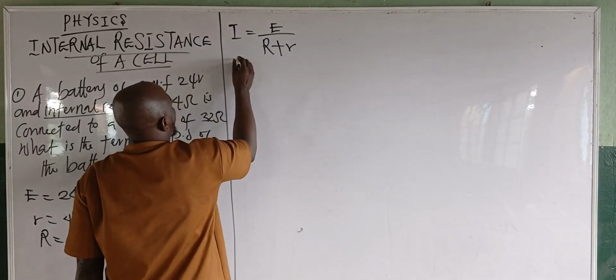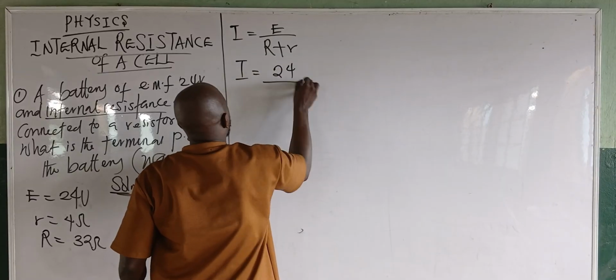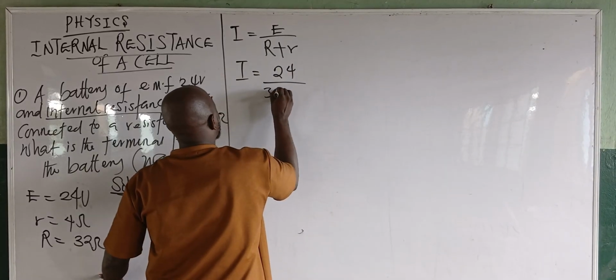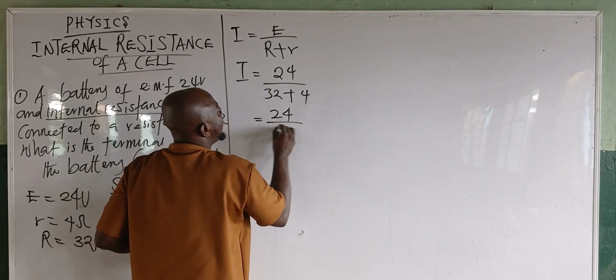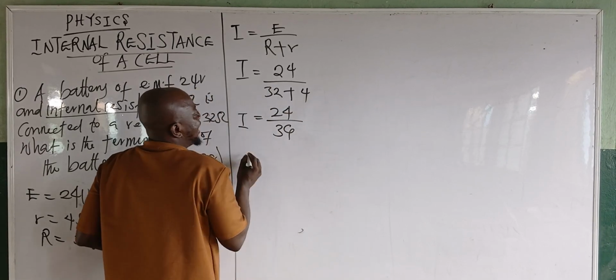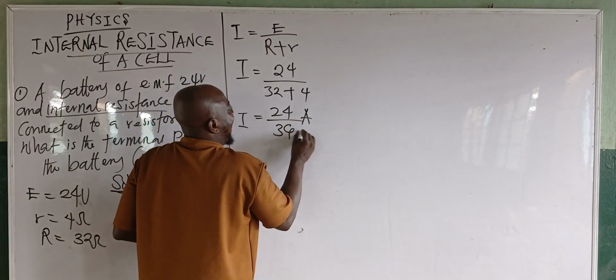So what do we do here now? We know that current, what is my E? My E is 24. What is my big R? My big R is 32 plus small r, which is 4. So this will give me 24 over 36 here. You can either leave it like this or go further. Me, I will leave it like this and go further.